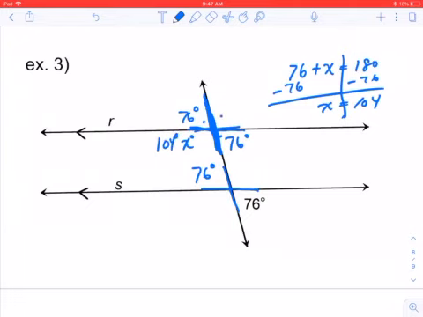And then this angle's vertical to that. So that's 104 degrees also. And then this angle is corresponding to this one. So this is 104 degrees also. And then this angle is vertical to this one, so 104 degrees also.